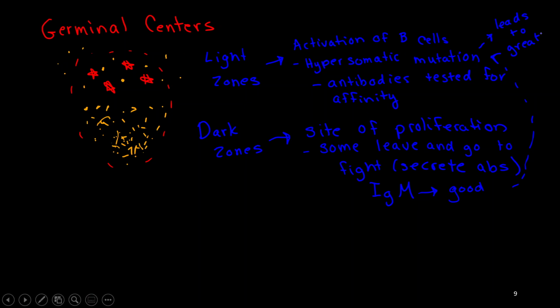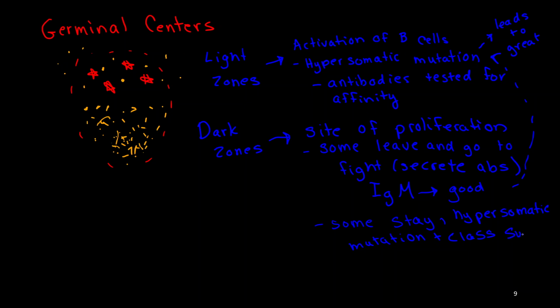In addition to this, in the dark zone some of the B cells stay. Then they undergo the somatic hypermutation and class switching, which then need to go back into the light zone to be tested for that.